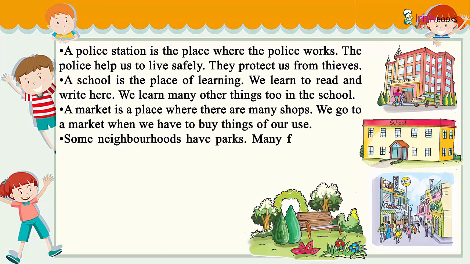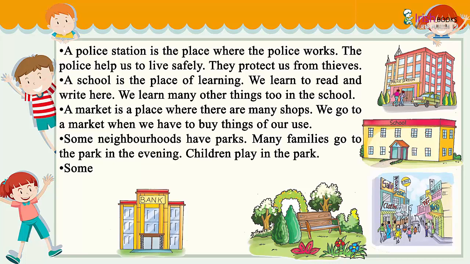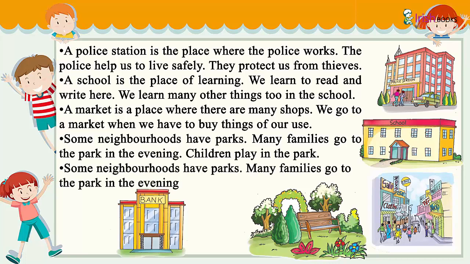A school is the place of learning. We learn to read and write here. We learn many other things too in the school. A market is a place where there are many shops. We go to a market when we have to buy things of our use. Some neighborhoods have parks. Many families go to the park in the evening. Children play in the park.